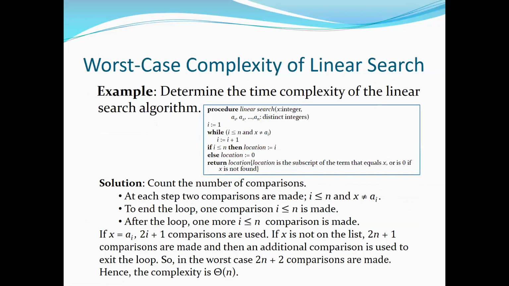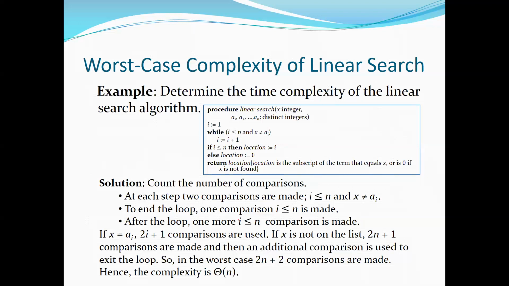Clear? Okay. Next, we have already seen this algorithm as well. This is the linear search algorithm. We already discussed it in the previous video lectures. So how are we going to compute the complexity here? Let's count the number of operations. At each step, two comparisons are made. While two comparisons are performed, i is less than or equal to n and x is not equal to a_i. Every time we take these two comparisons.